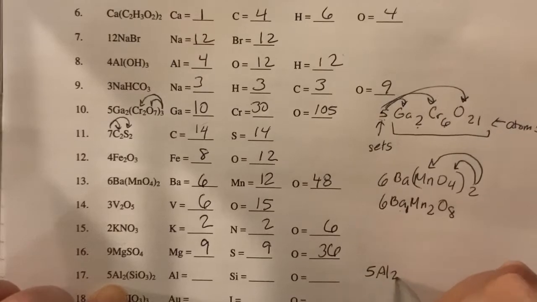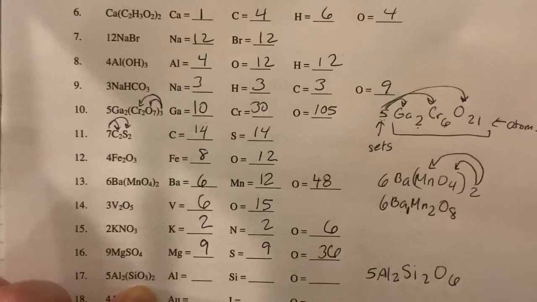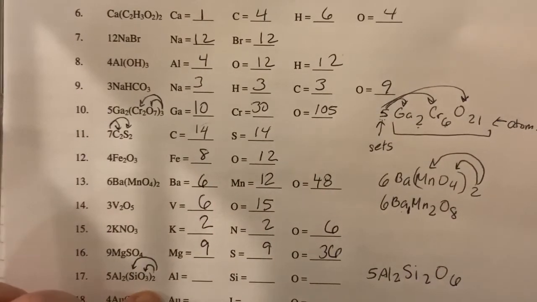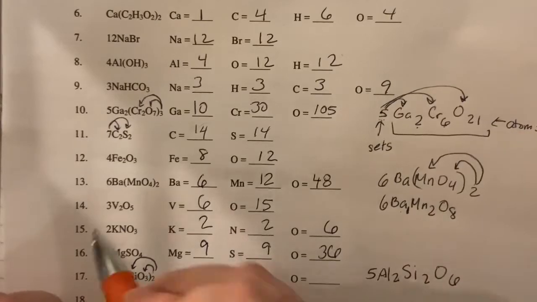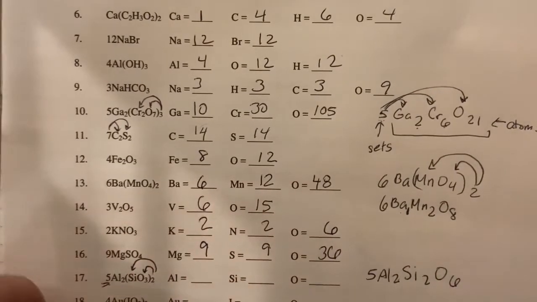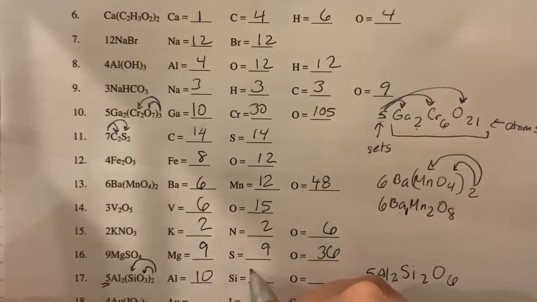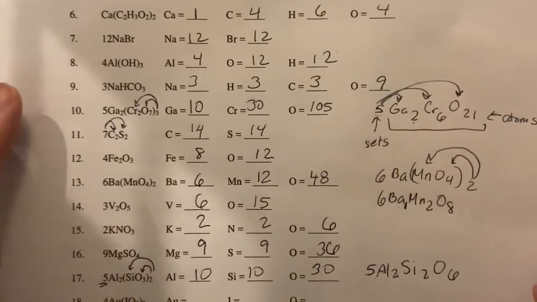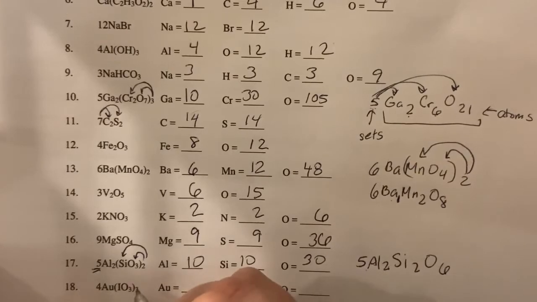5 Al2, and then Si2O6. So I just distributed that 2 just to the other ones with the parentheses. That 2 does not go with the aluminum because there's no parentheses around the aluminum. But the set always goes for the entire guy. So 5 times 2, 10 aluminums. 5 times 2, 10 silicons. 5 times 6, 30 oxygens.